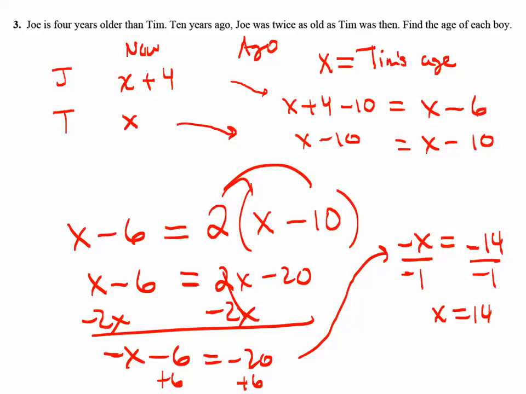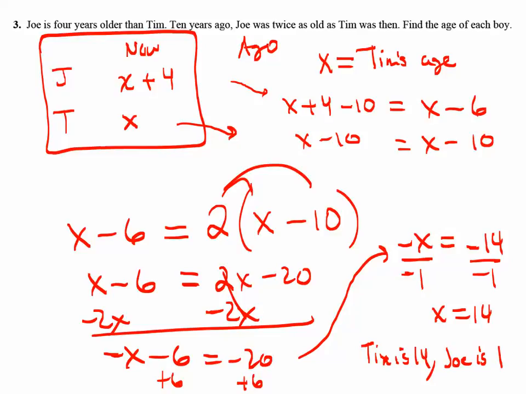And let's see if this makes sense here. I'm writing a sentence here. So Tim is 14 years old and Joe is 18 years old. Does that make sense now? Tim is 14, Joe is 18. If you go backwards 10 years, that means Joe would be 8 and Tim would be 4, and Joe would be twice as old as Tim.